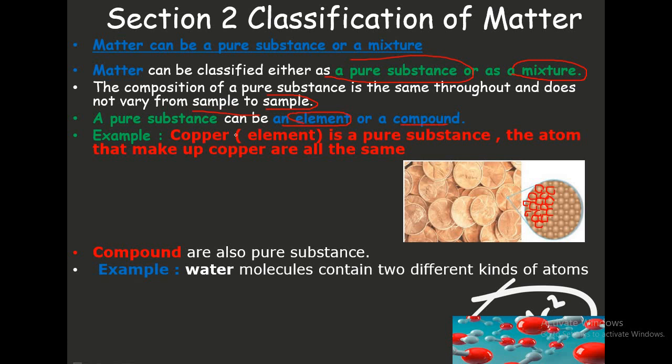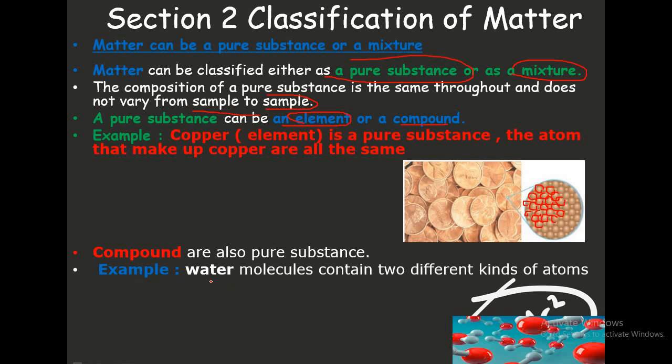Copper is an element. Why? Because it is made up of only one type of atom. The atoms that make up copper are all the same. Look, only one type of atom. One type. So it's an element. Compounds are also pure substances.